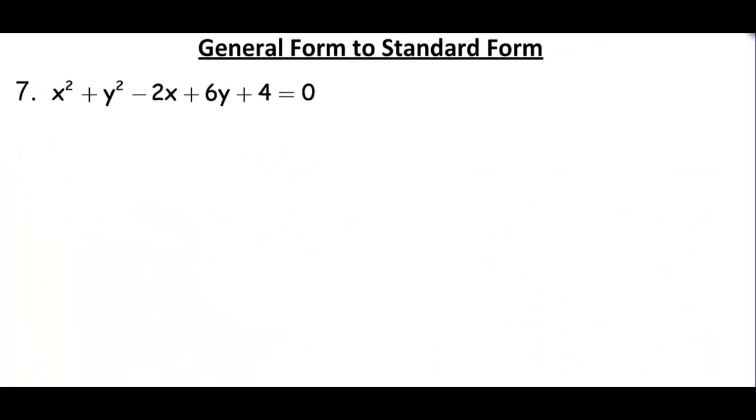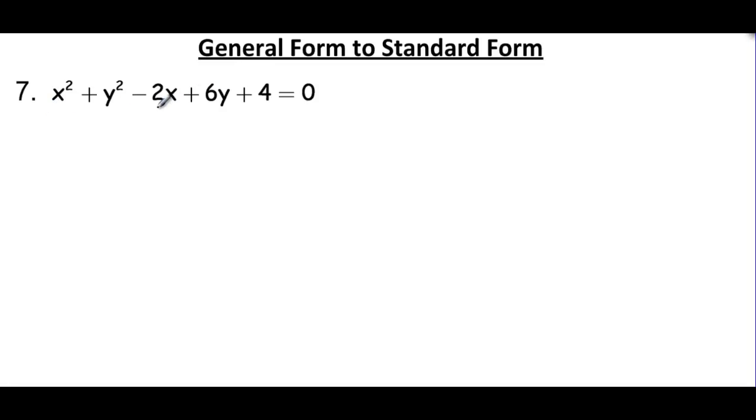Our last two equations deal with going from general form to standard form. And we had to do this with parabolas already. It deals with the concept of completing the square. But now I need to complete the square for both the x variables and the y variables, because in my standard form I have x quantity squared and y quantity squared. So what's this going to look like?